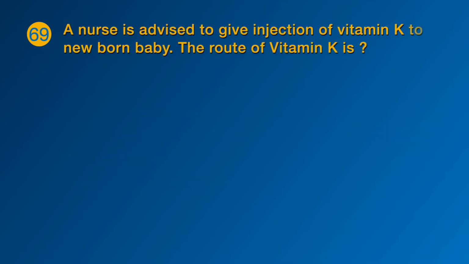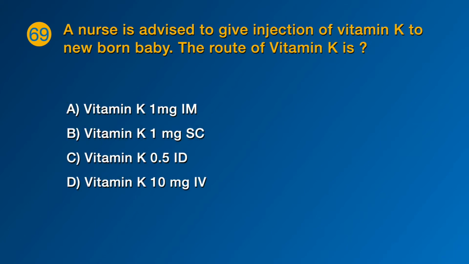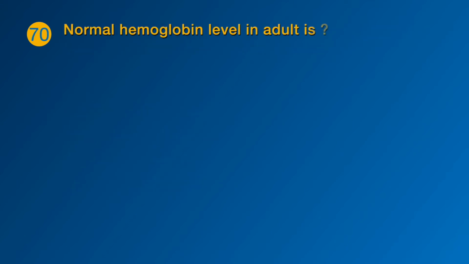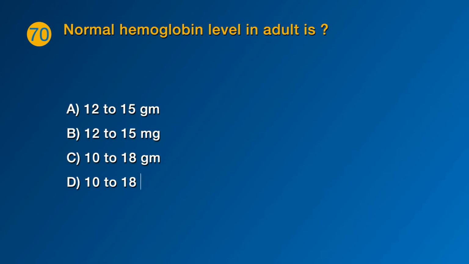Next question is, a nurse is advised to give injection of vitamin K to the newborn baby. The route of vitamin K is, options are vitamin K 1 mg IM, vitamin K 1 mg SC, vitamin K 0.5 ID, vitamin K 10 mg IV. So answer is A, vitamin K 1 mg IM. Next question is, normal hemoglobin level in adult is, options are 12 to 15 gram, 12 to 15 milligram, 10 to 18 gram, 10 to 18 milligram. So answer is A, 12 to 15 gram.